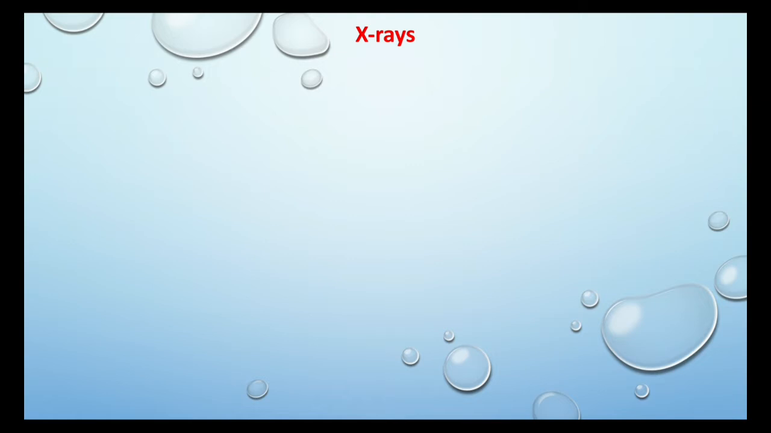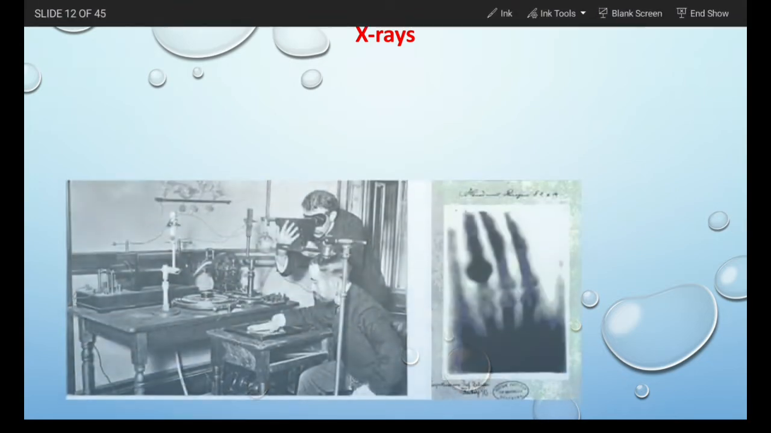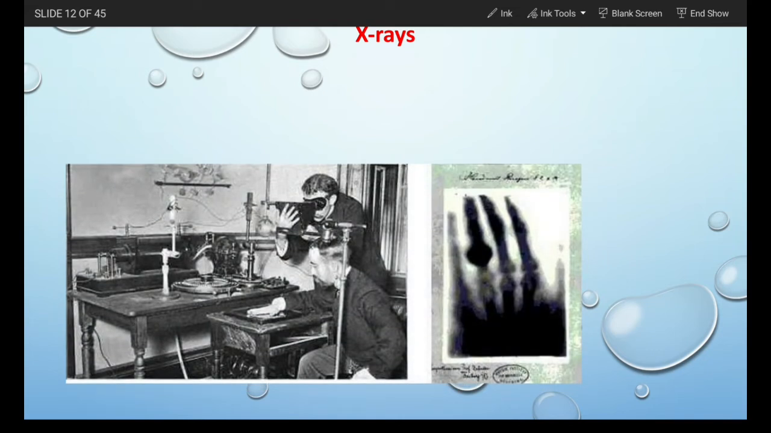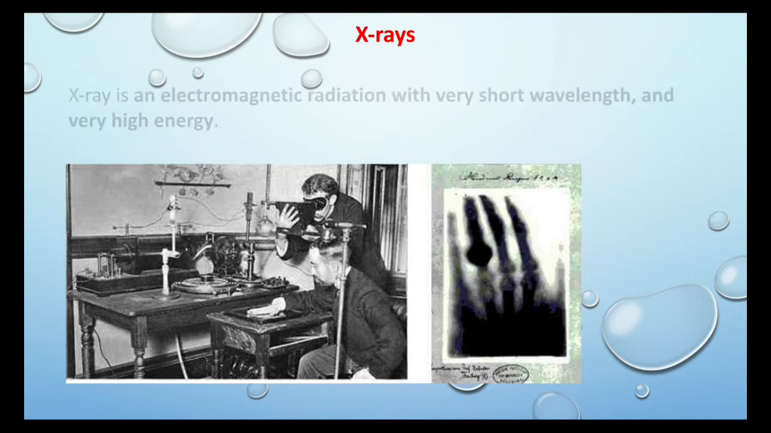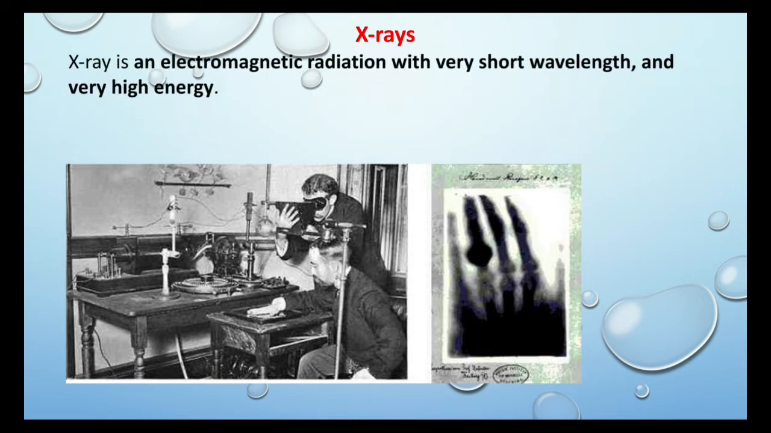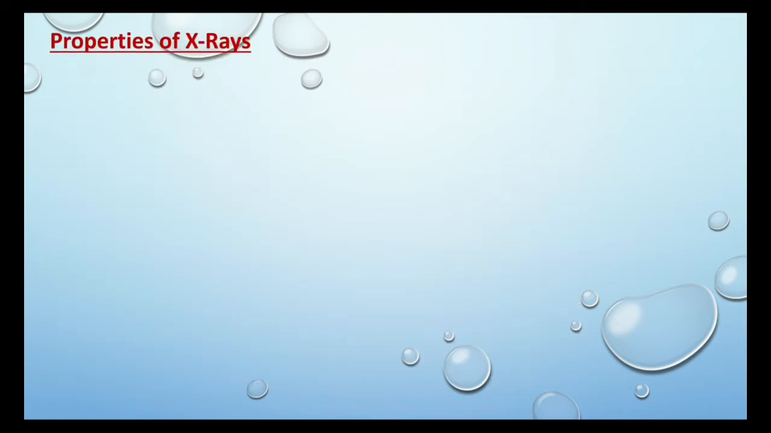So today we will discuss a very important topic of applied physics 2 for your upcoming semester examination, that is X-ray. So X-ray was discovered by a German scientist William Röntgen. Basically he was performing some experiment with a discharge tube. So what is X-ray? Basically X-ray is an electromagnetic radiation with a very short wavelength and very high energy. As I told you earlier, X-rays were discovered by Röntgen. Now I will discuss some important properties of the X-rays.